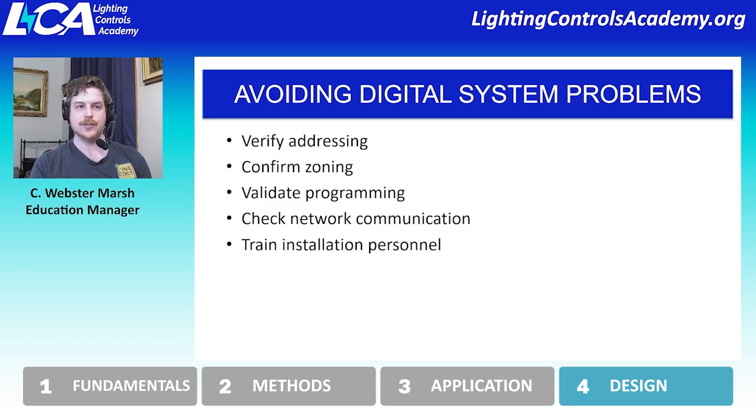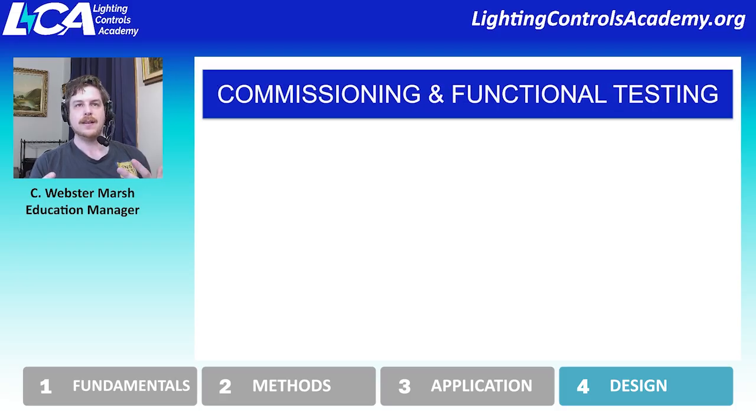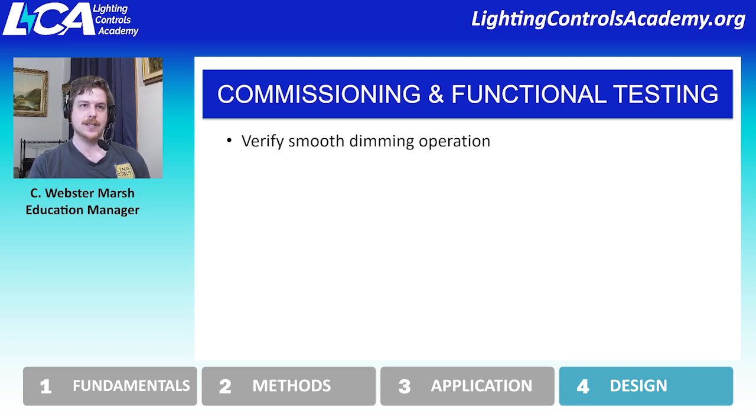And then making sure that the installation personnel are properly trained. So in the other two, phase dim and 0 to 10 volt, we typically have just standard installation requirements, which might be one of the reasons why they're very popular in North America, whereas digital systems do require a little bit more training and knowledge to be able to implement correctly. Commissioning and functional testing are really essential to making sure that the system is running to expectations. And so we want to verify that dimming is smooth.